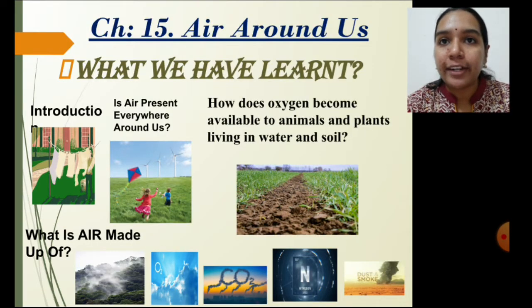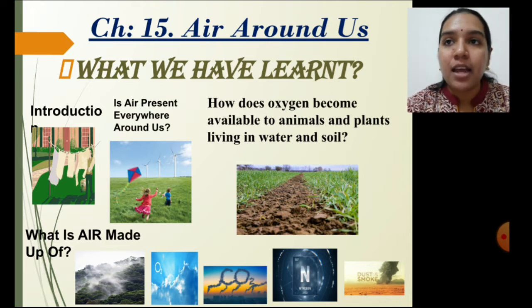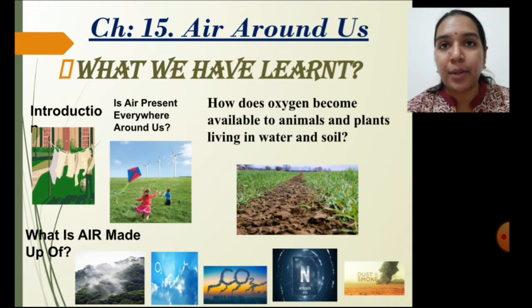Let's have a quick recall of what concepts we have understood in this chapter. We have seen the introduction to this chapter. We learned the fact that air is present everywhere around us. We also learned that air is not only one substance, but it is made up of a mixture of substances or gases like water vapor, nitrogen, oxygen, carbon dioxide, dust, smoke, etc.